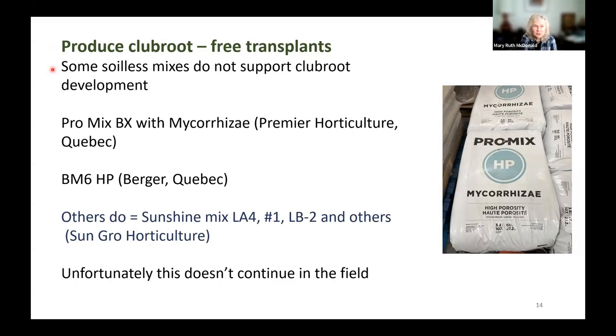And a lot of researchers have found this out by trial and error, but it's very interesting that some of the commercial soilless mixes are not good for clubroot development, where others are really good for getting high levels of disease. So 2 that we found that don't support clubroot very much are Promix BX, which seems like they come with different beneficials in them, and BM6. And for research, we use different types of sunshine mix because they do allow a lot of clubroot to develop.